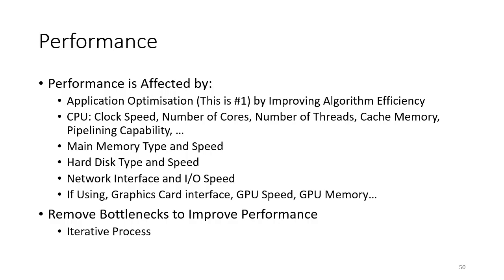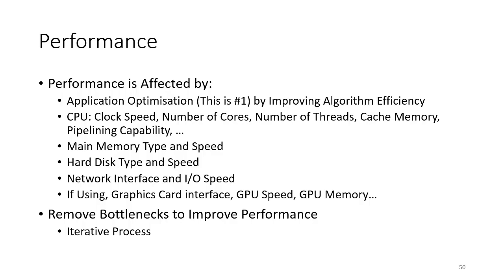We can check the hard disk type and speed. SSDs are often significantly faster, and certainly for many applications, changing hard disk to SSD makes a big difference. Of course, network interfacing and I/O speed can make a difference, and so can your graphics card interface and the GPU speed and the GPU memory. But ultimately, it often comes down to how fast is your application.